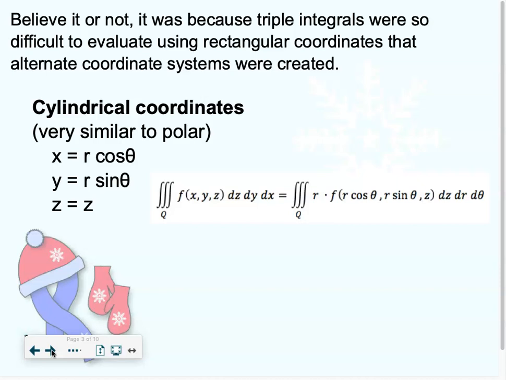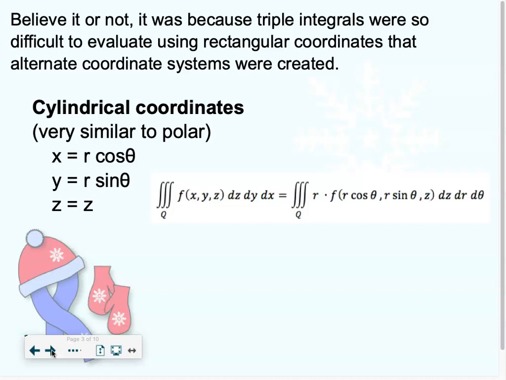So, believe it or not, it was because triple integrals were often very complicated to evaluate in rectangular coordinates that cylindrical and spherical coordinate systems were invented. Cylindrical is going to feel very comfortable because it's so similar to what you've been doing with polar. Spherical is a whole new, completely different thing that will be like nothing you've done before. But cylindrical is going to have a comfort level to what we're doing today.